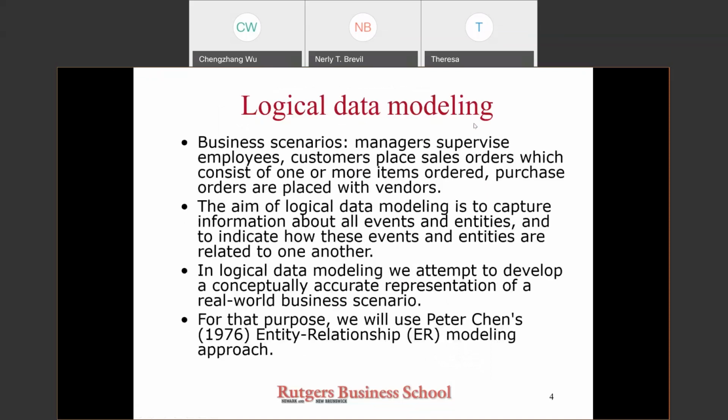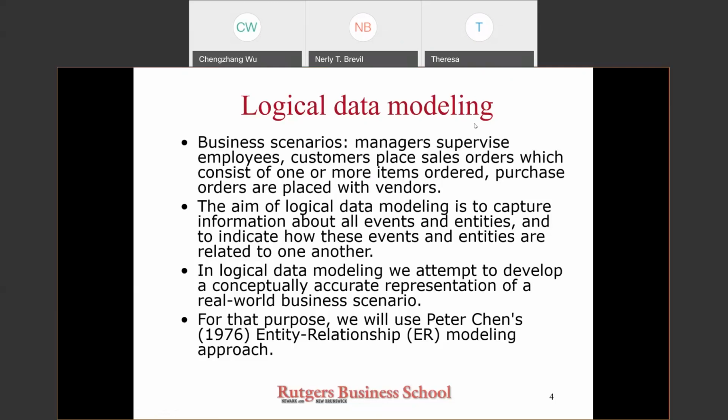All right. So first, let's consider a business scenario. Managers supervise employees. Well, this is a business scenario involves events in which certain entities are involved. It is information about these events and entities that we would like to represent in the database.